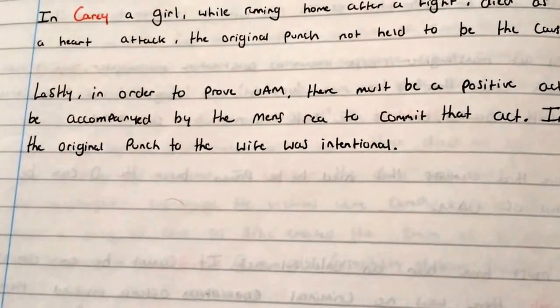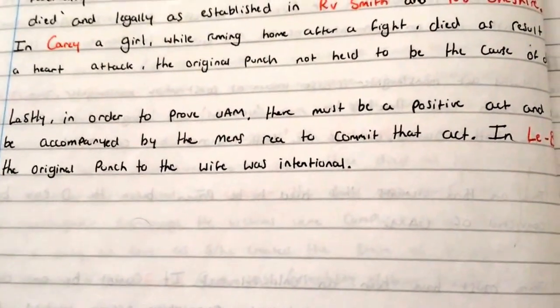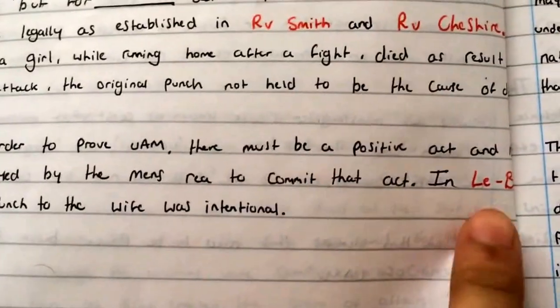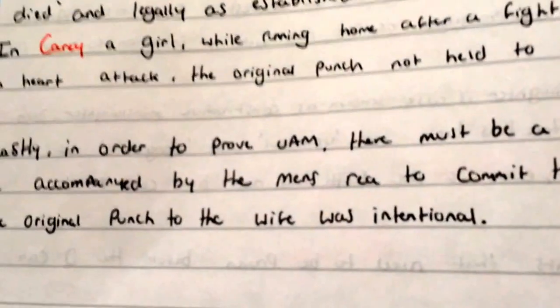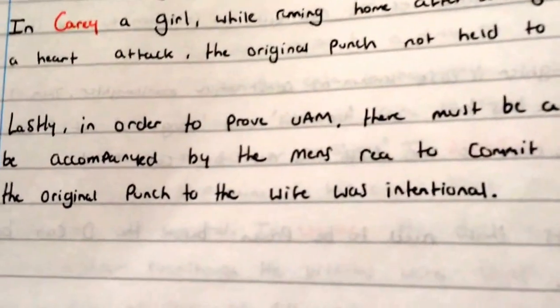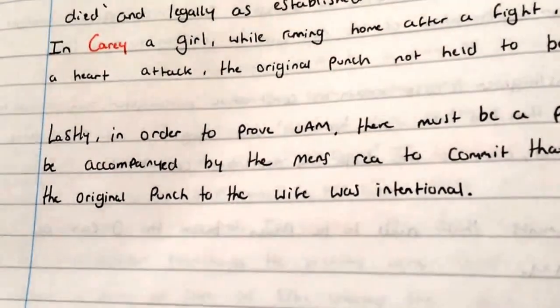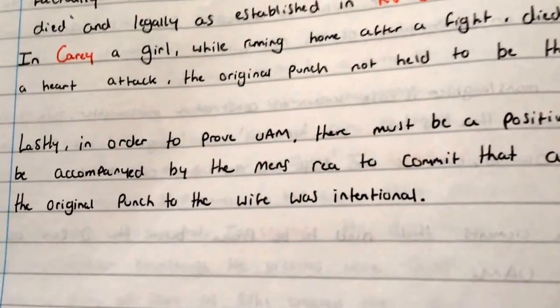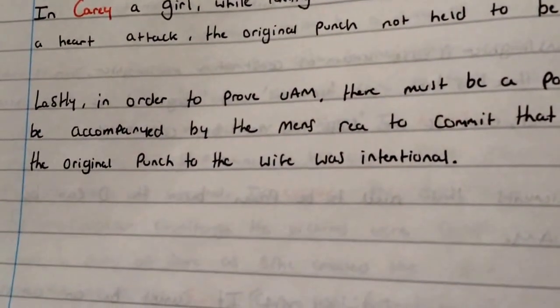Anyways, last step is in order to prove UAM there must be a positive act, and this must be accompanied by the mens rea to commit that act. In Lebrun, you can't see it, but it's Lebrun, the original punch to the wife was intentional. Now with this part here, you have to put the mens rea of either assault or battery or the unlawful act of GBH, any of the non-fatals, you have to put the mens rea for that. And say that, in this instance, the unlawful act was caused by assault. Was battery. Put the mens rea for battery, apply it.